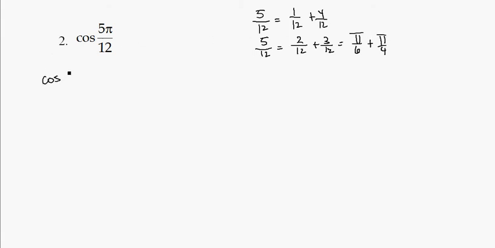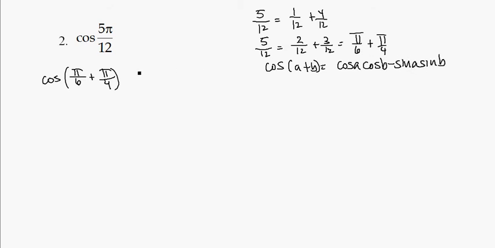So we'll do the cosine of pi over 6 plus pi over 4, where the cosine of a plus b is cosine a cosine b minus sine a sine b. So cosine of pi over 6 times the cosine of pi over 4 minus the sine of pi over 6 sine of pi over 4.